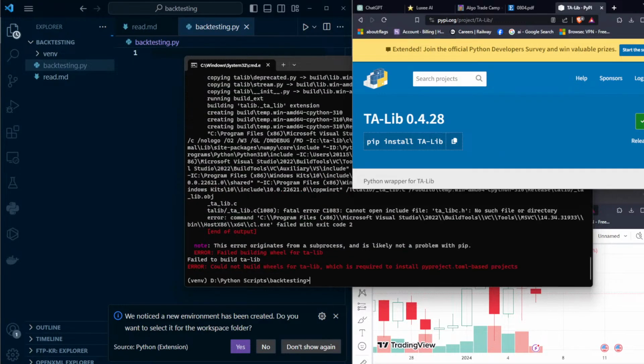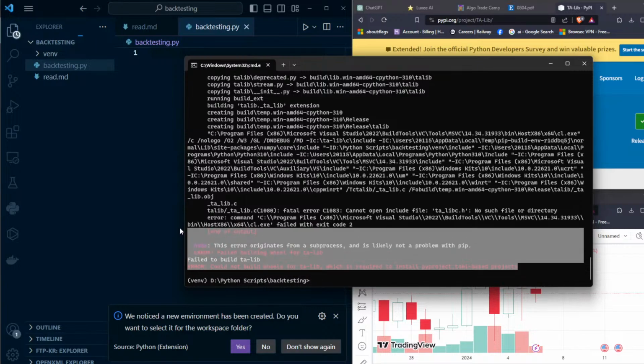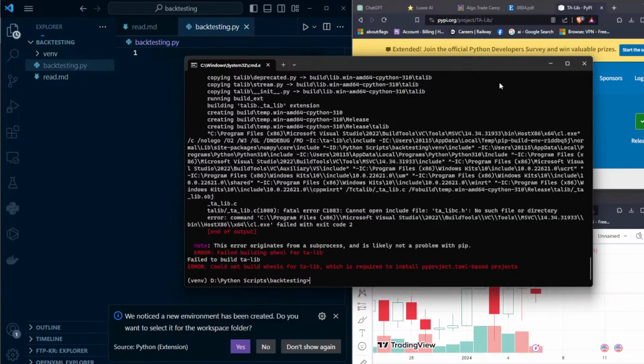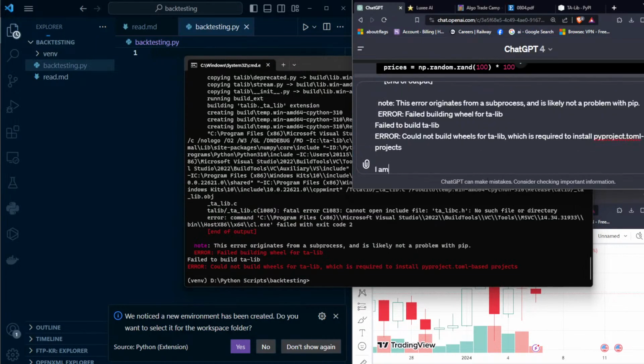Okay, there is some problem. In this case, we would ask ChatGPT what is causing the problem here. Just copy the majority of the error to see why this is getting caused. I'm trying to install TA-Lib and I get this error.